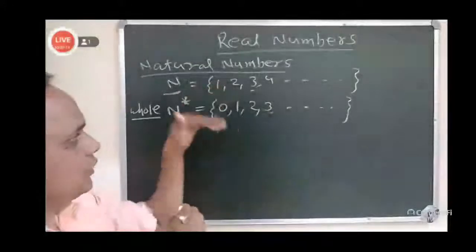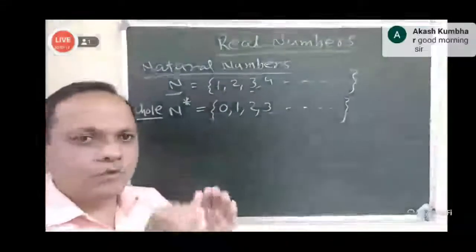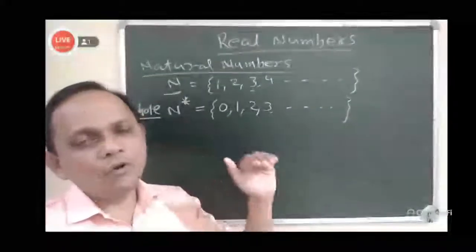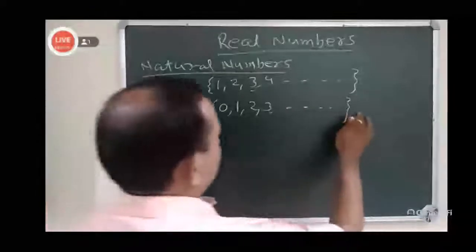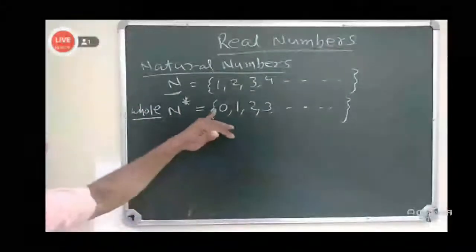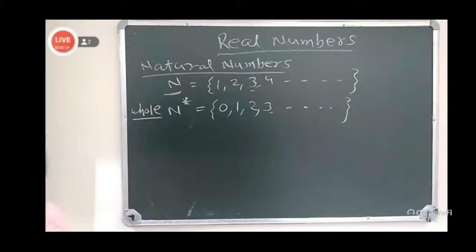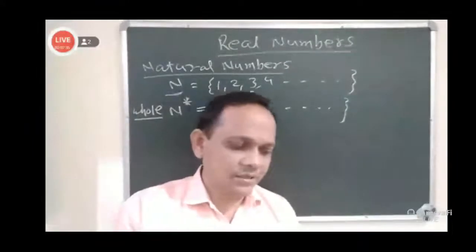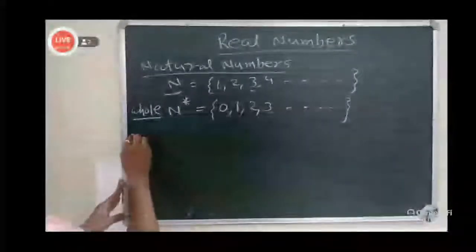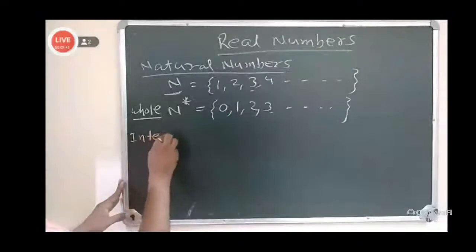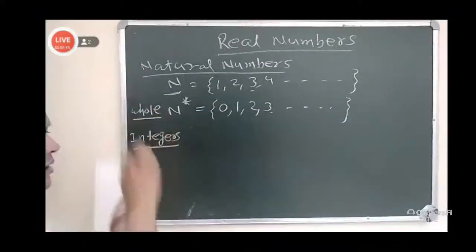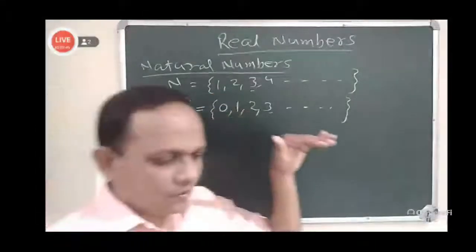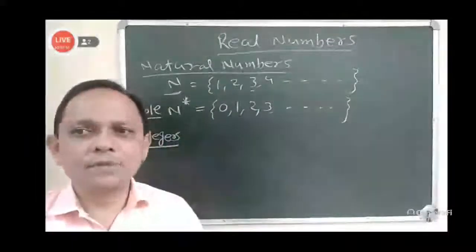When 0 is included in the natural number system, that is called the whole number system. The lowest whole number is 0. Then comes integers. What is integers? Integers are denoted by Z. There are positive integers and negative integers.